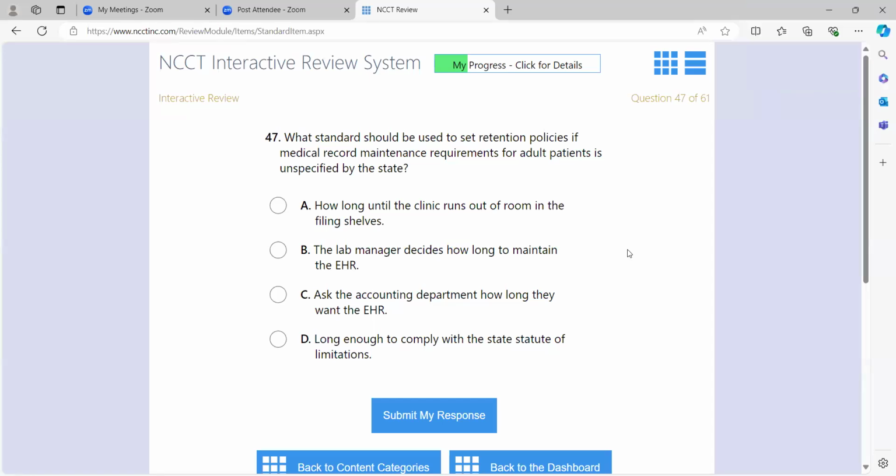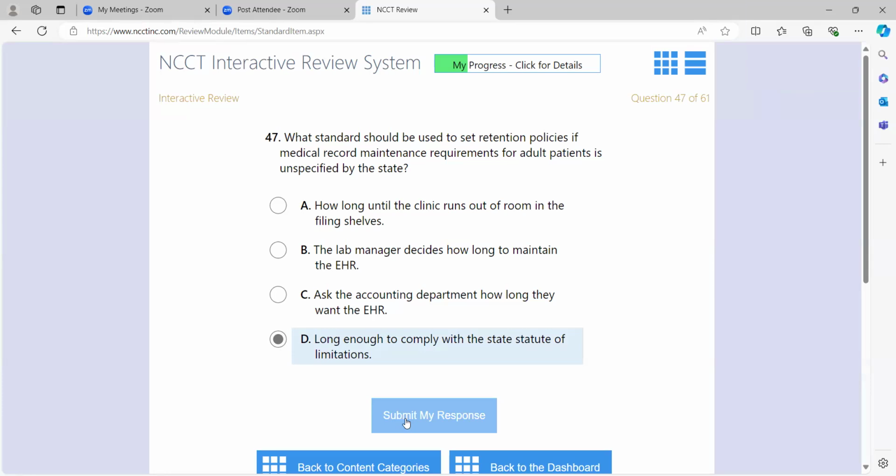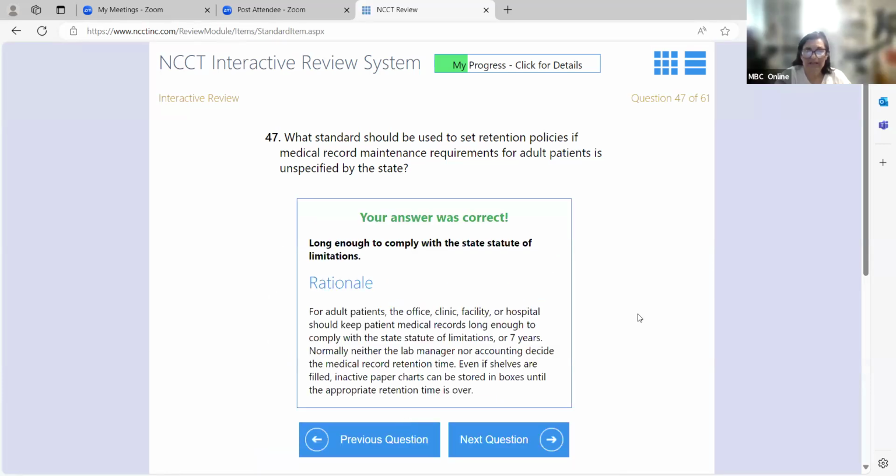D. D. Anything else? Any other guesses? D. I'm going to say the same thing. D as in dog? Yep. Here we go. Correct. It's kind of like the last question we just had. You always want to keep any kind of records for the statute of limitations within the state.